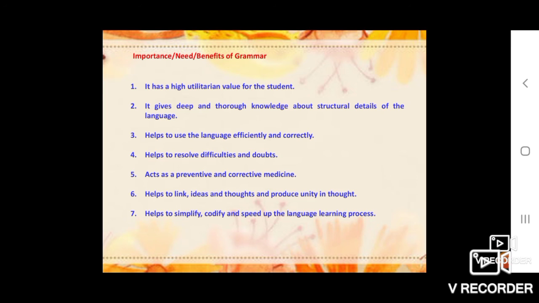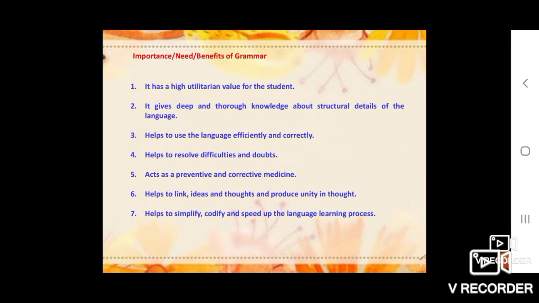It also helps to resolve difficulties and doubts. Really, it resolves difficulties and doubts and acts as a preventive and corrective medicine. If you are a beginner, a new learner of this language, first of all you have to follow the rules: in what way I have to make good use of particular tenses, good use of grammatical operations, in what way I have to speak, in what way I have to learn, in what way I have to address. All these things are learnt by the learner.